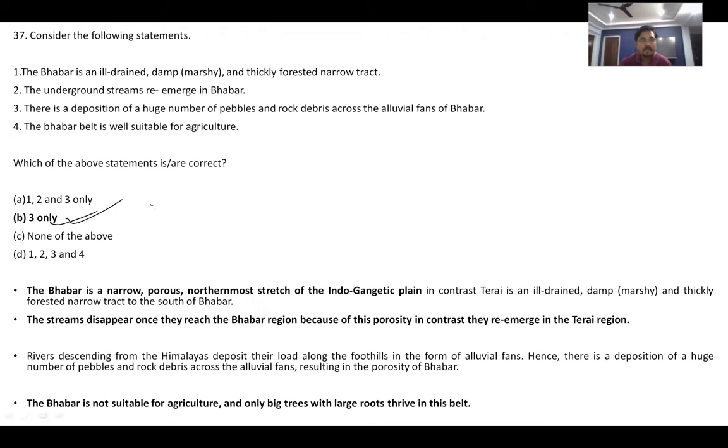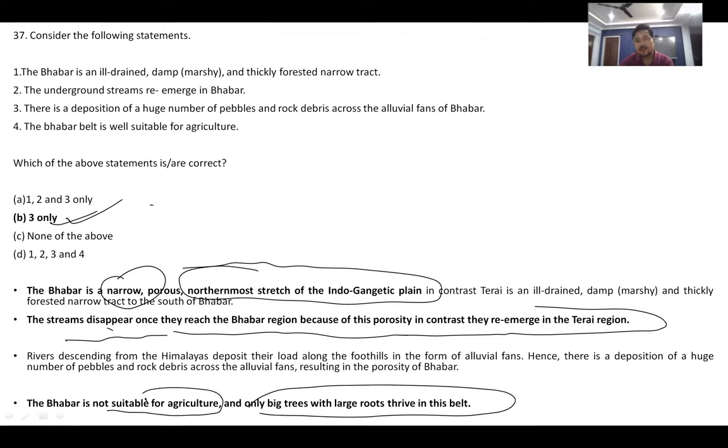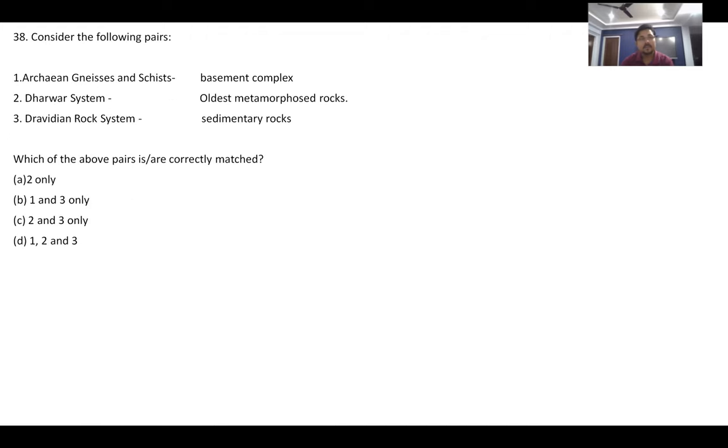Only three is correct. So Bhabar is a narrow, porous, northernmost stretch of the Indo-Ganga Delta. The streams disappear once they reach the Bhabar region because of this porosity; in contrast, they re-emerge in the Terai region. Next and last, it is not suitable for agriculture; only big trees with large roots thrive in this belt.